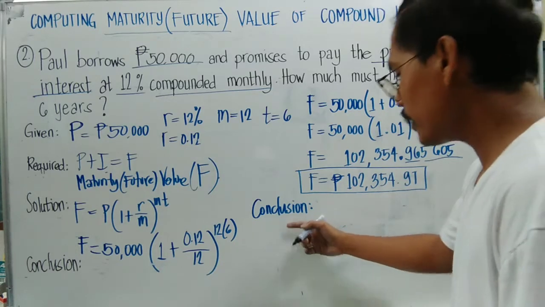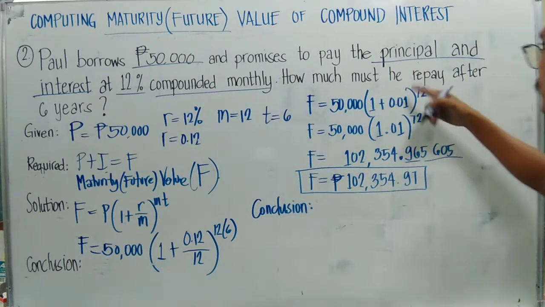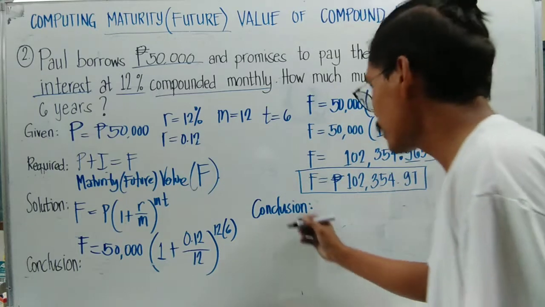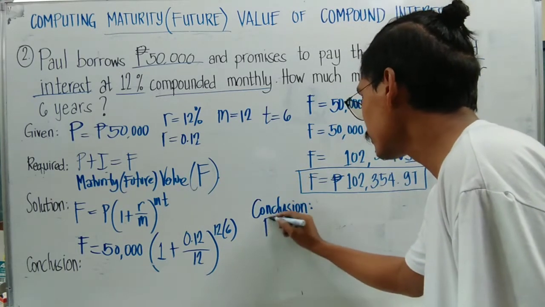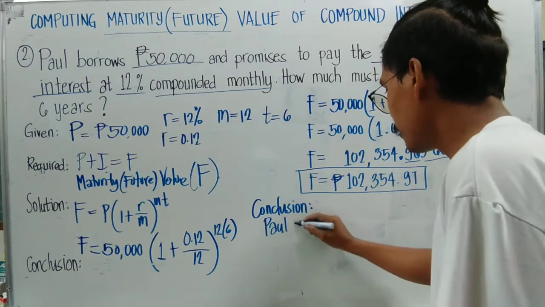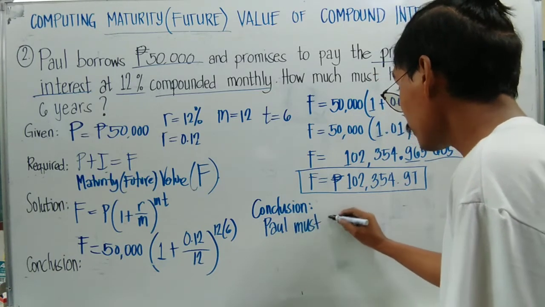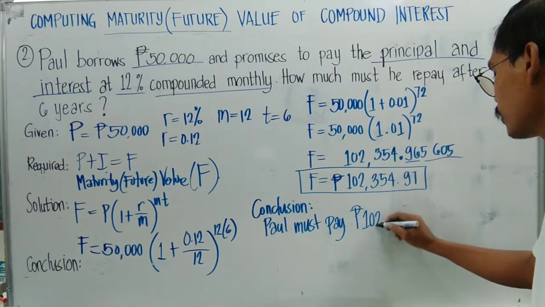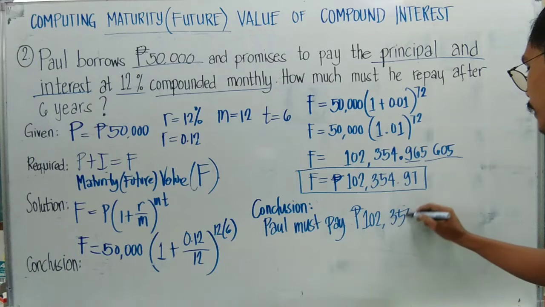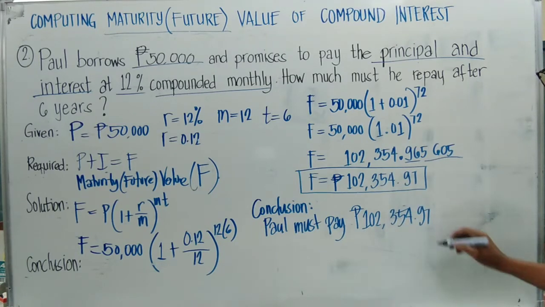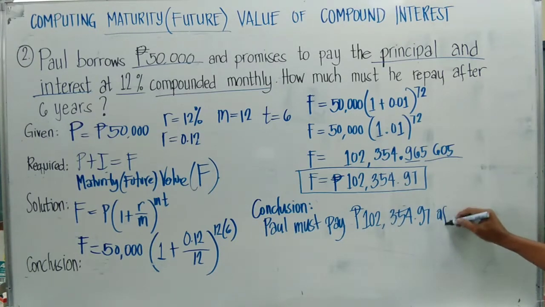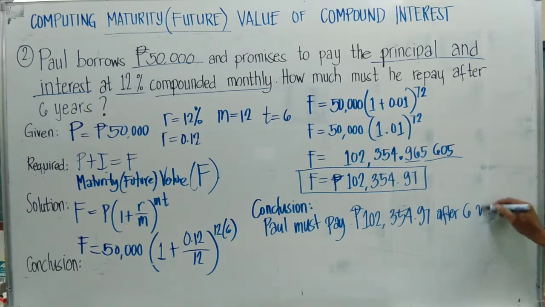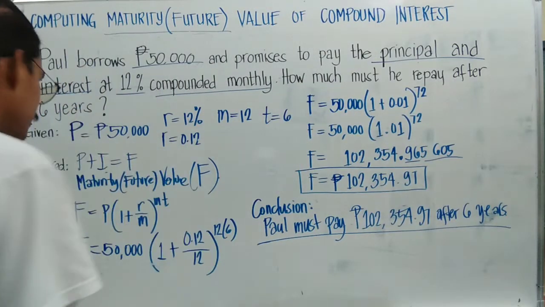So let's go to your conclusion. To answer the question, how much must he repay after 6 years? So Paul must pay 102,354 pesos and 97 centavos after 6 years. Okay? So that is our conclusion.